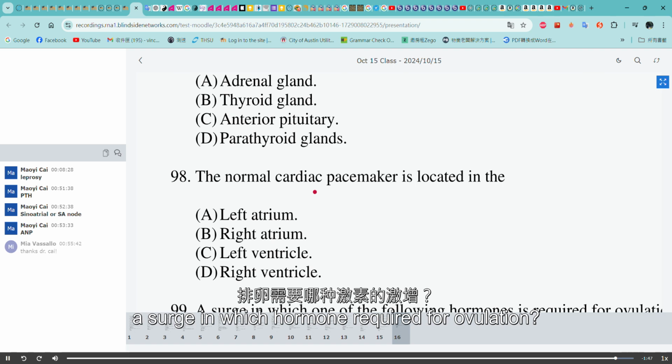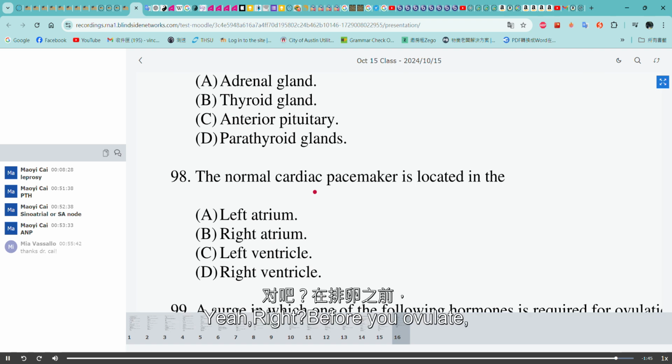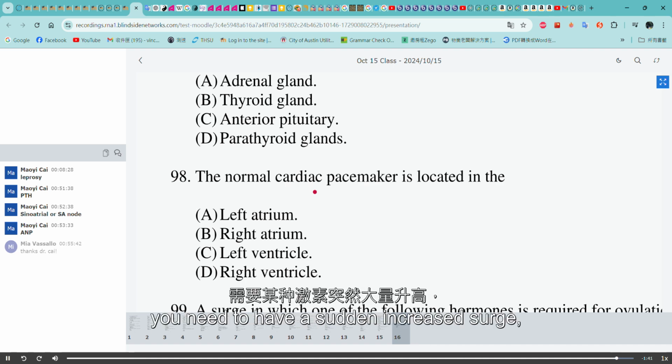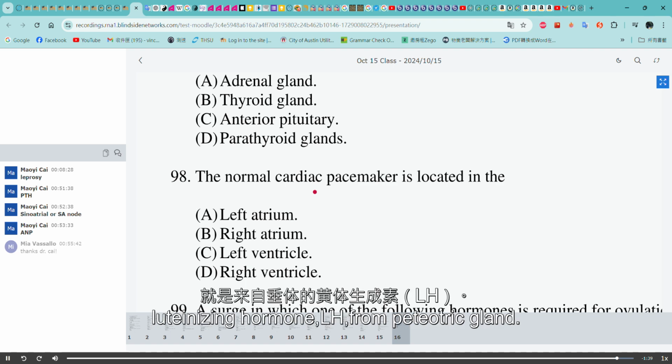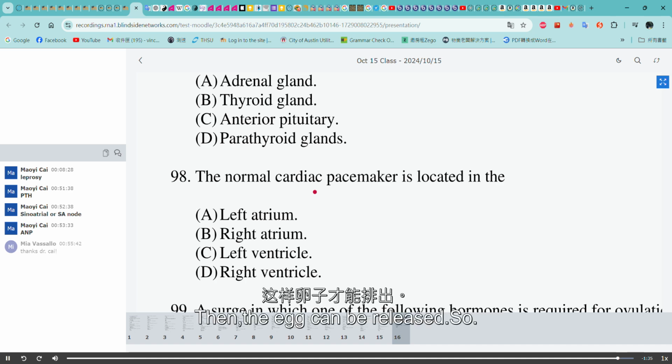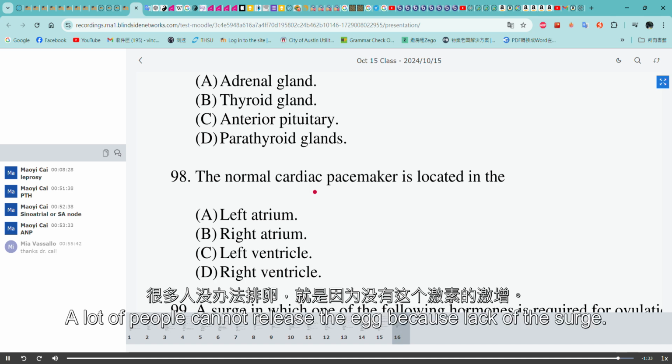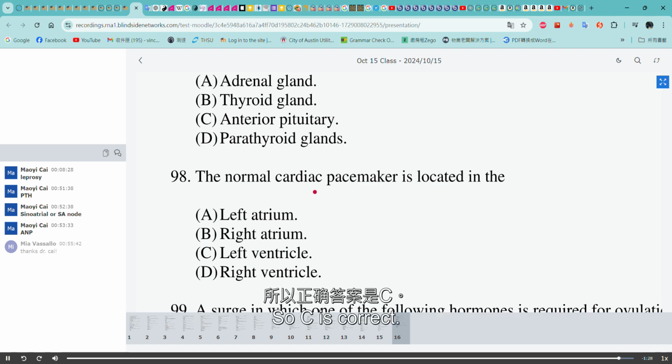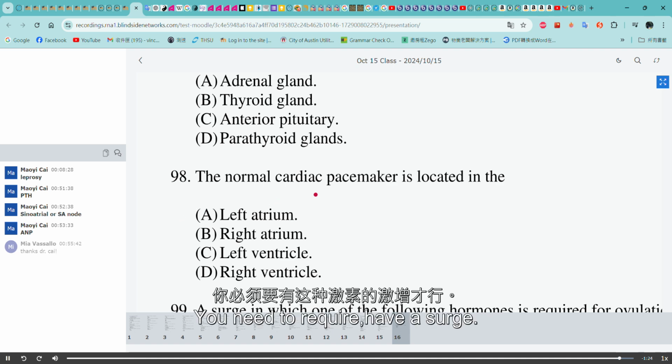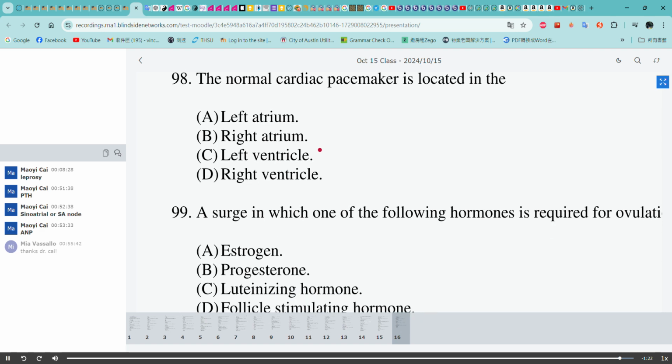99, a surge in which hormone is required for ovulation? Right before you ovulate, the eggs mature in the follicle, and you need to have a sudden increase, a surge, of luteinizing hormone, LH, from the pituitary gland. Then the egg can be released. A lot of people cannot release the egg because of a lack of the surge. So C is correct, luteinizing hormone from the pituitary gland, okay? You need to have a surge. Last one.